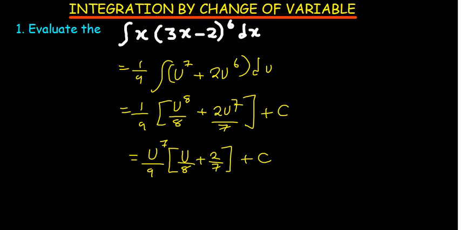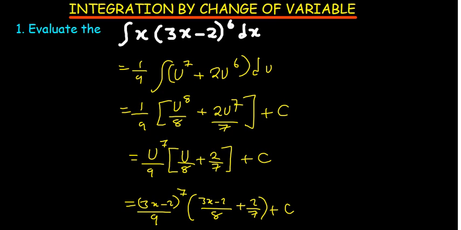I can as well now just replace where there is u. We said u is this thing which is inside, so (3x minus 2) to the power 7, divided by 9, and then where there is u again, we're going to put 3x minus 2 divided by 8, plus 2 over 7, plus c.